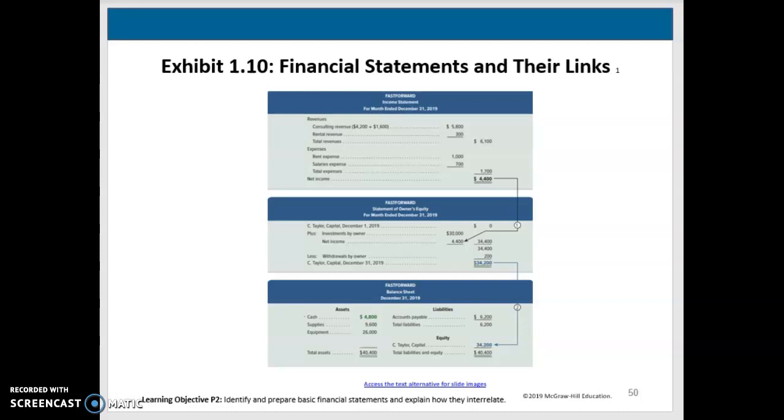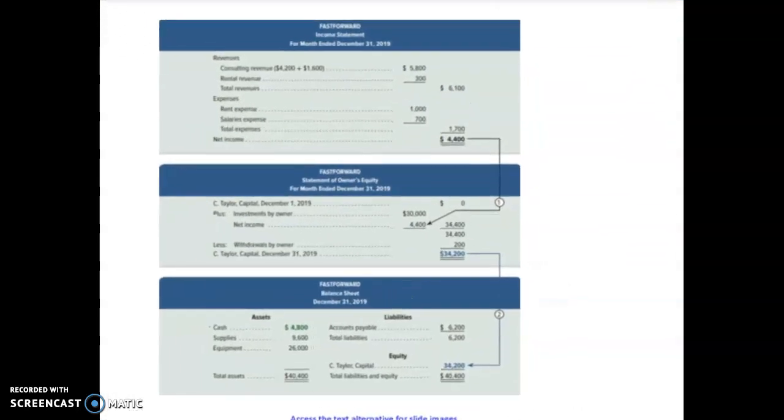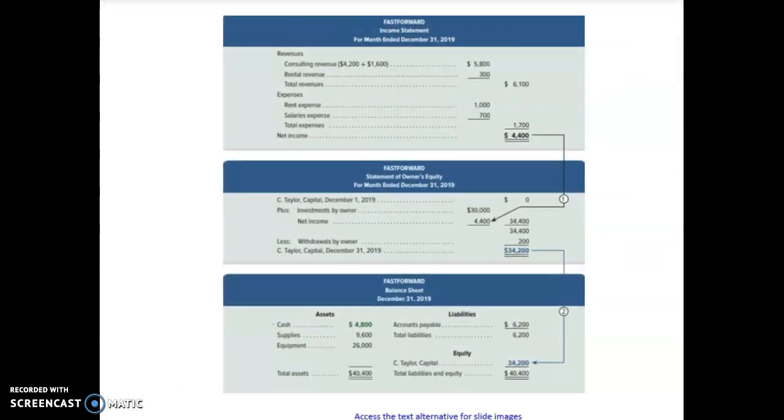But when we're looking at this, and I'm going to try to make this a little bit bigger. It might take, there we go. So we can see that we have revenues minus expenses in the income statement, and that gives us net income. That net income of $4,400 is brought down into that statement of owner's equity, which begins with the balance in capital at the beginning of the period.